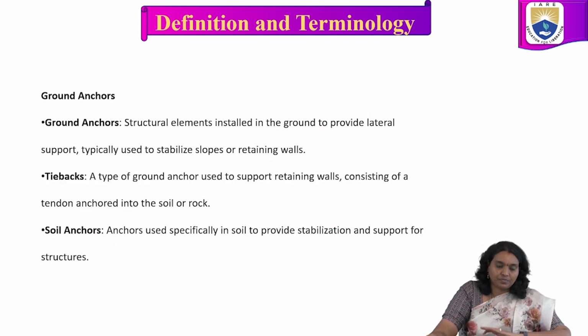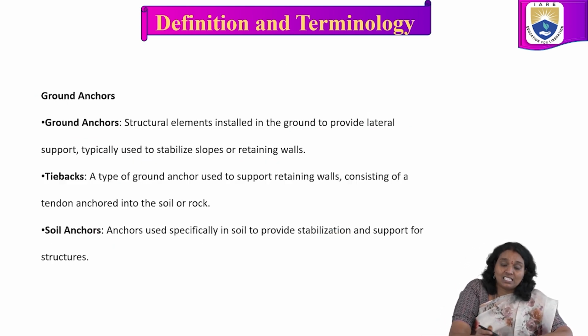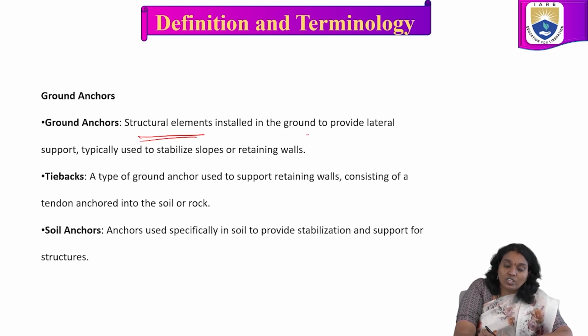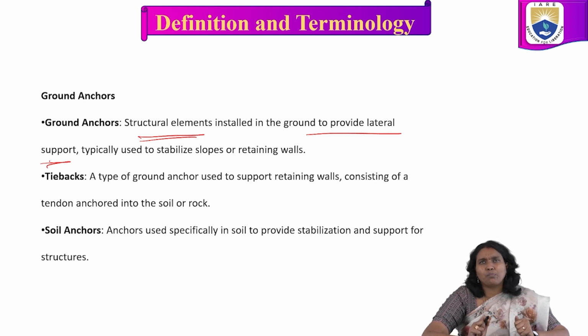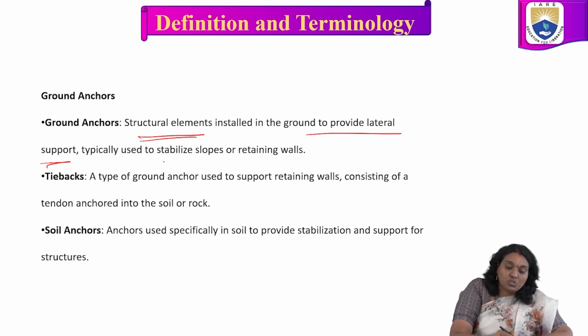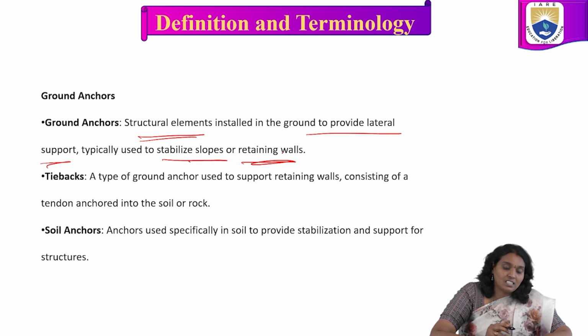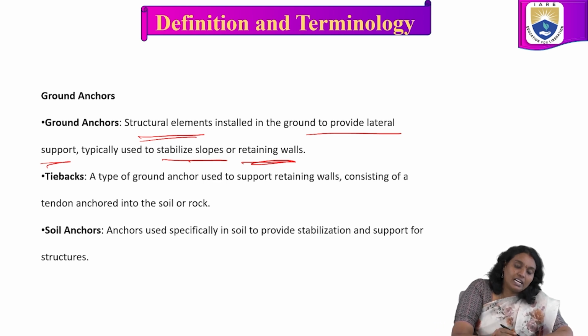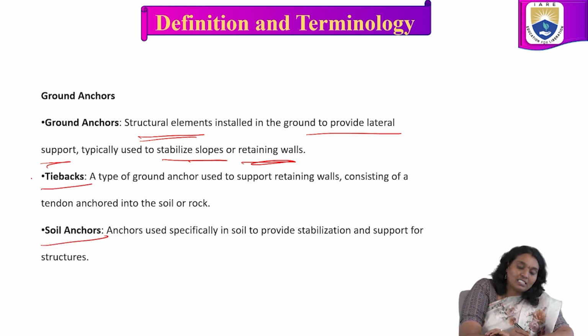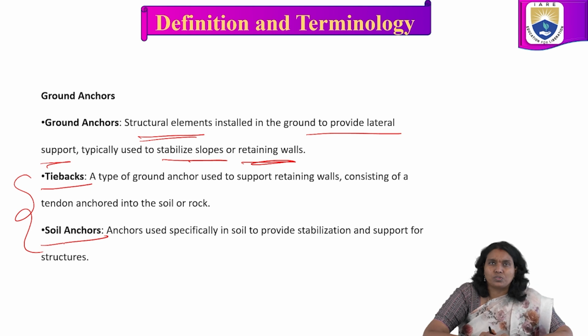Ground anchors are structural elements installed into the ground to provide lateral support. For getting support for a particular structure, we use these ground anchors, typically used to stabilize slopes or retaining walls. In these ground anchors, tiebacks and soil anchors are the terms which we use.